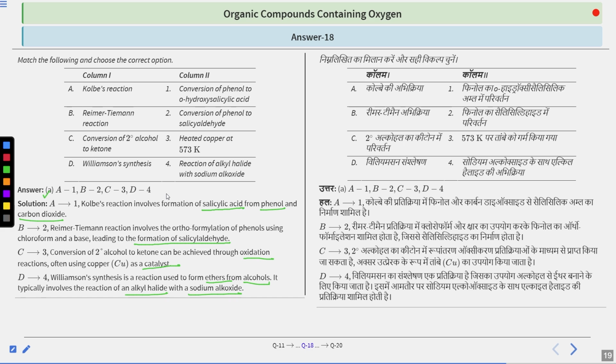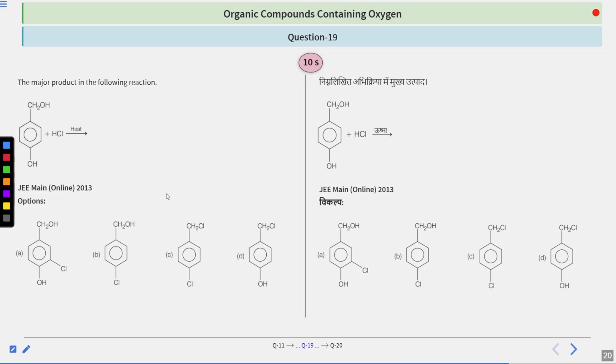Moving on to our next question. The major product in the following reaction. So we are given a reaction in which the reactant is CH2OH and OH at para positions of the benzene ring, plus HCl. We heat it. What will be the product? This question has been in JEE Mains in online mode in 2013.